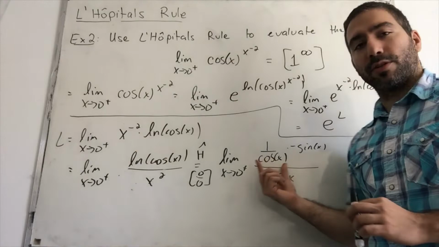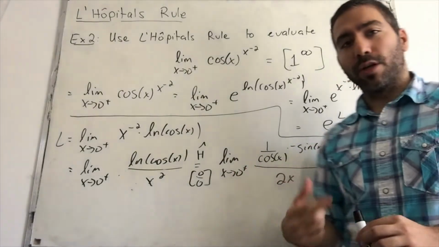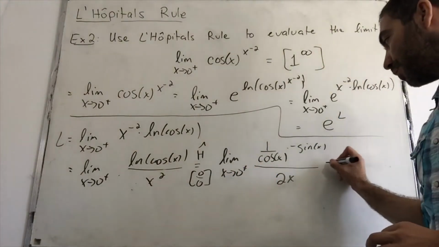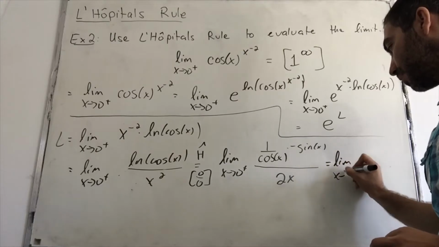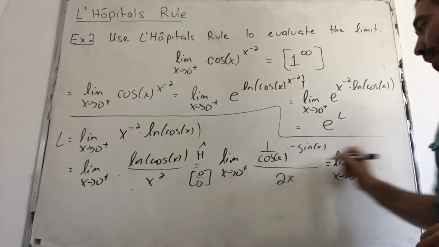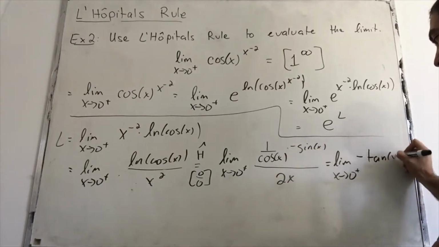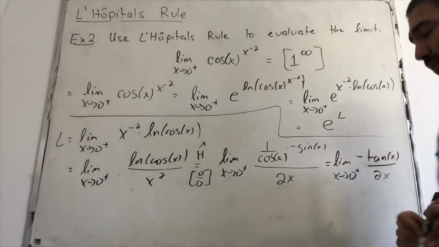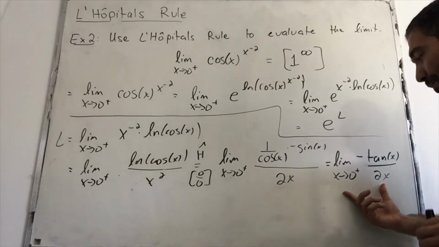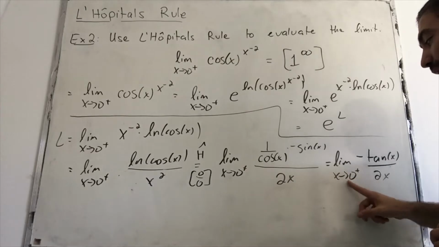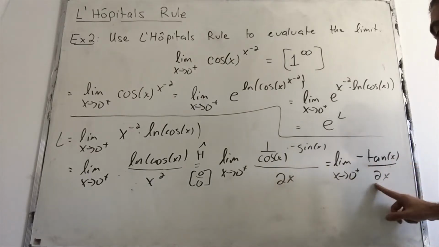And I'm going to simplify the top. So on the top, notice we have sine over cos, which we know is tan. So this is just the limit as x tends to 0 from the positive side of negative tan x on top over 2x. You don't have to do it this way. This is just the way I'm seeing it. And now we evaluate it at 0. So we get tan of 0, which is 0, and 2 times 0 is 0.